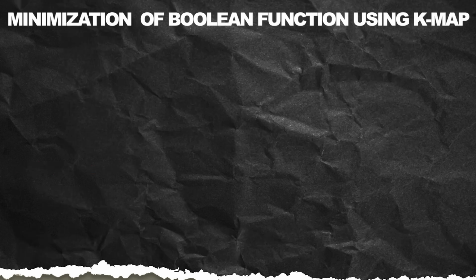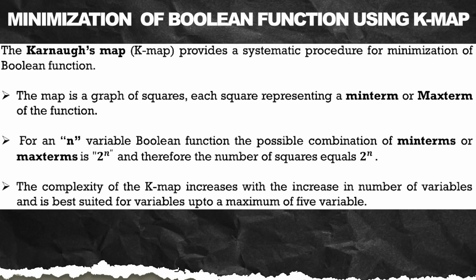Now we will go for the minimization of Boolean function using the K-map, also known as Karnaugh map. The Karnaugh map provides a systematic procedure for minimization of Boolean function. The map is a graph of squares, each square representing a min term or max term of the Boolean function. For an n variable Boolean function, the possible combinations of min terms or max terms is 2 raised to n, where n is the number of variables, and therefore the number of squares in the K-map will be 2 raised to n.